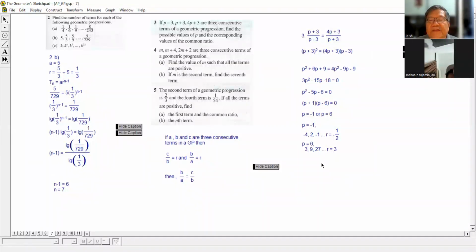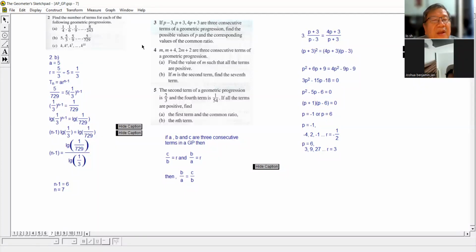R equals 3. So geometric is difficult because there are many tricks. Like you have to do a quadratic equation, you have to use the log. So you go through what I've taught you here, the tricks, right? Three consecutive terms, then how to use the log. Okay.